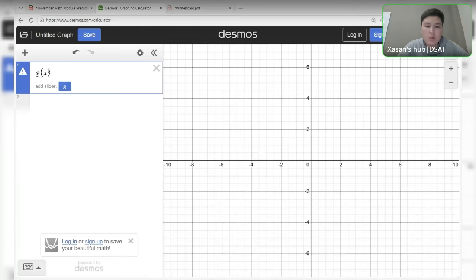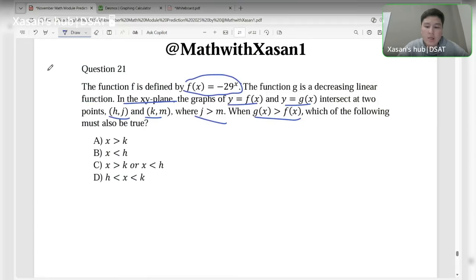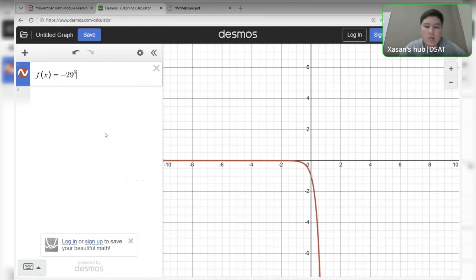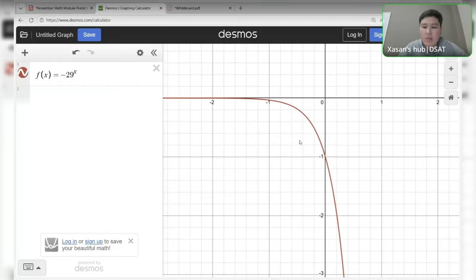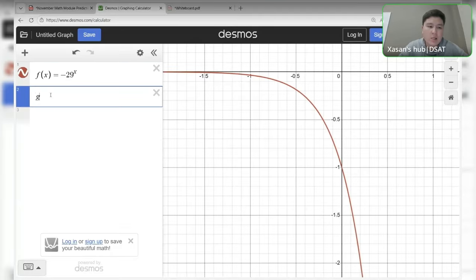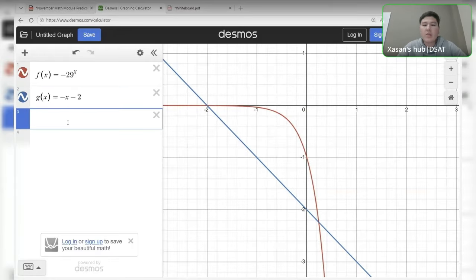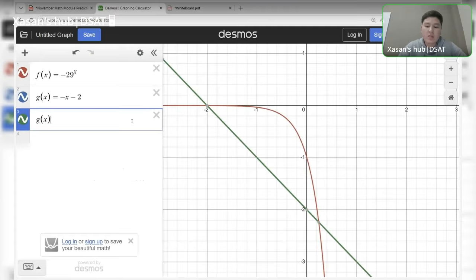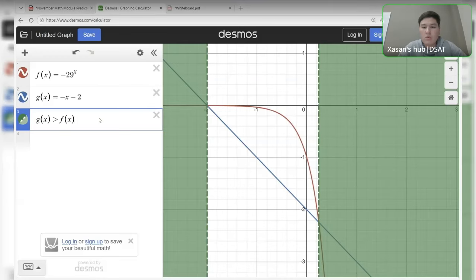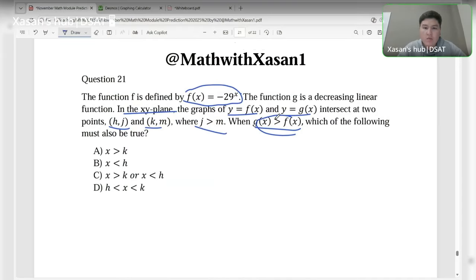So the f of x function equals negative 29 to the power of x. So it is a decreasing exponential with a negative base. And g of x is the decreasing linear function. So just write one random decreasing function, like negative x minus 2, let's say. And here guys, they are intersecting at 2 points. And just add the last thing, g of x must be greater than f of x.